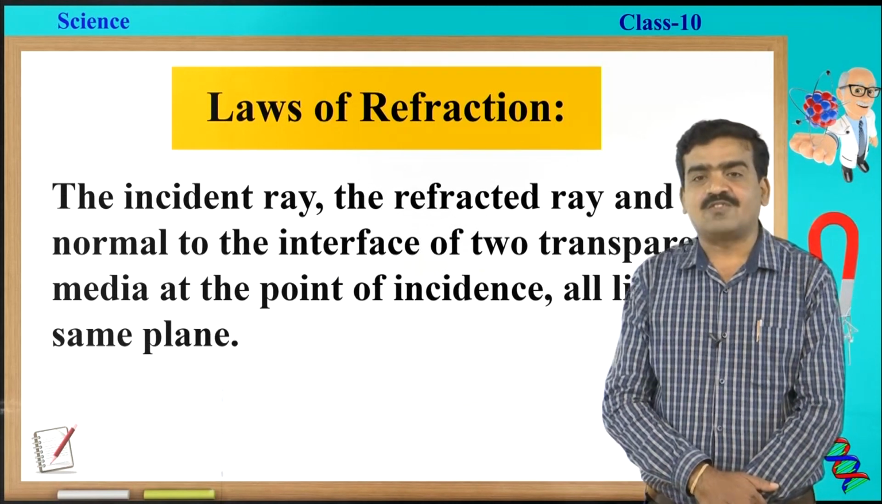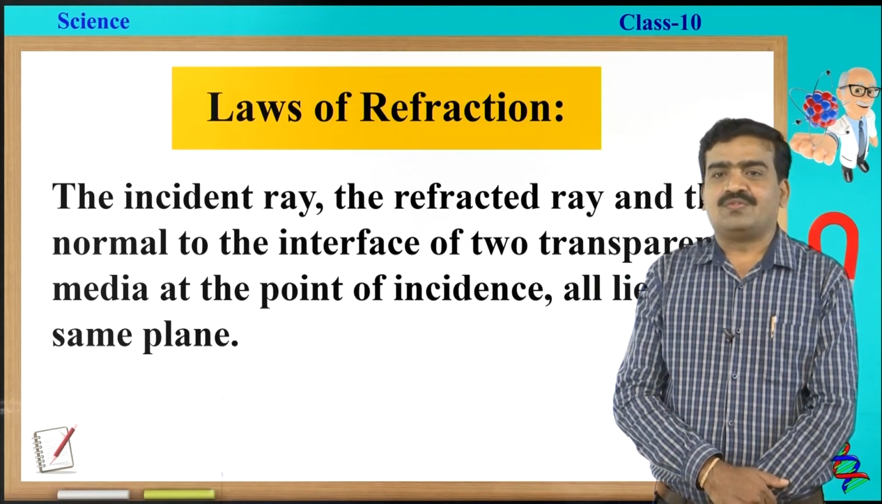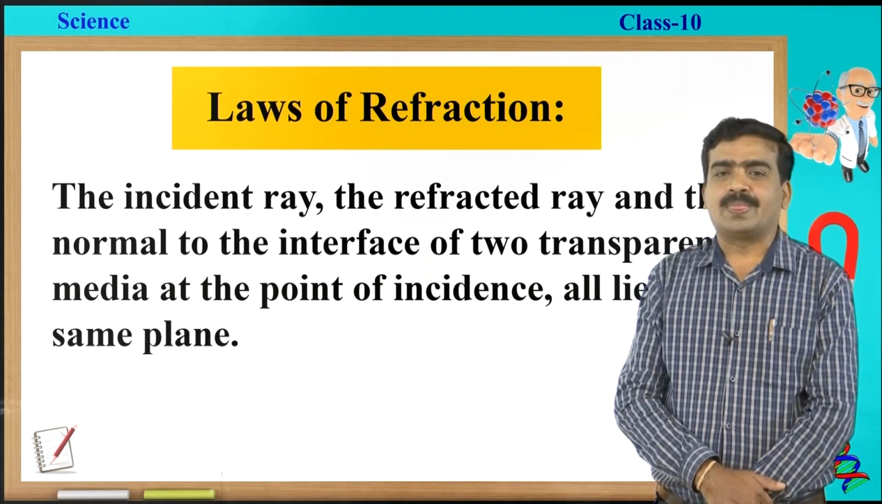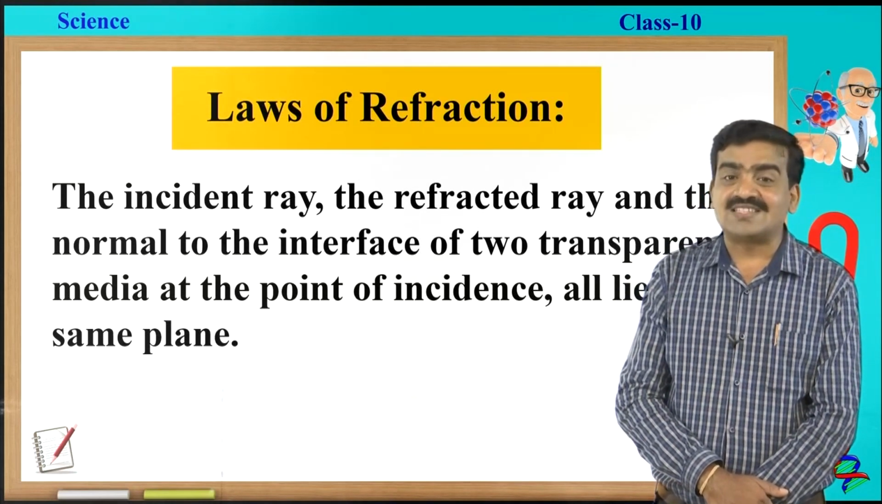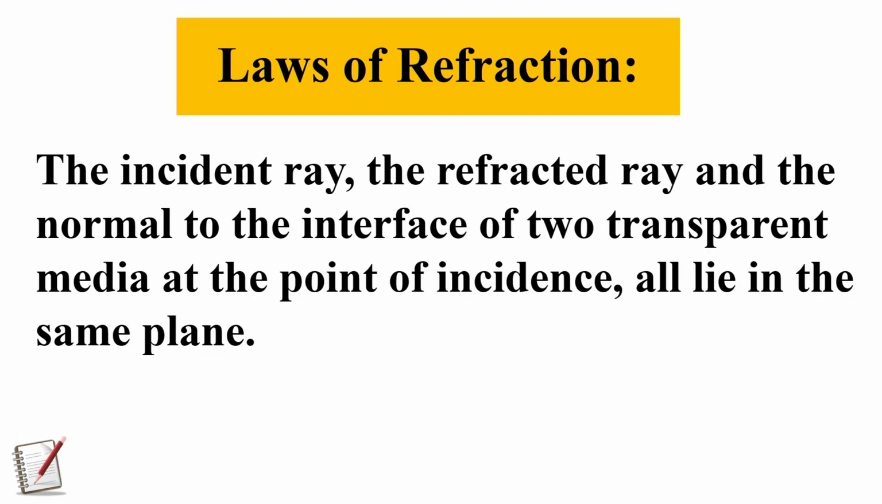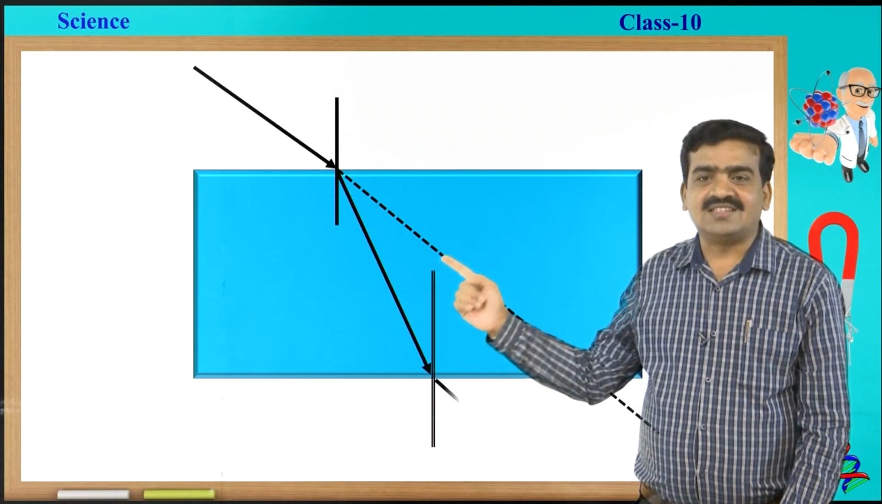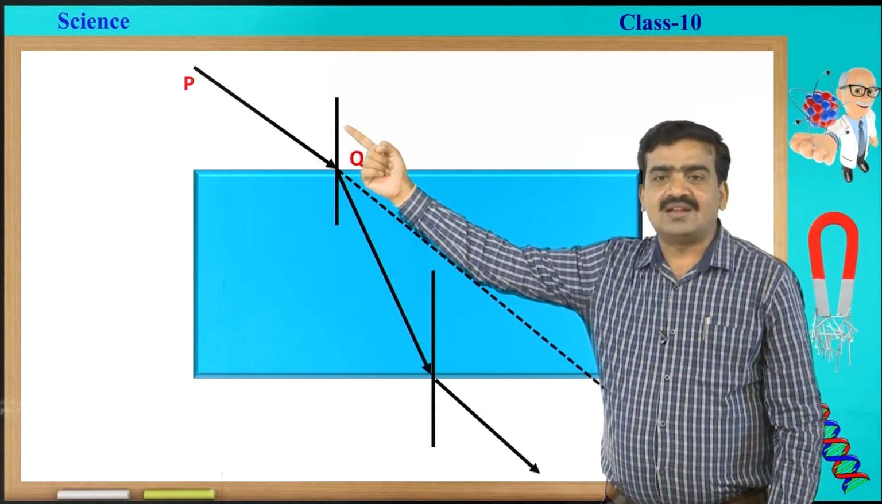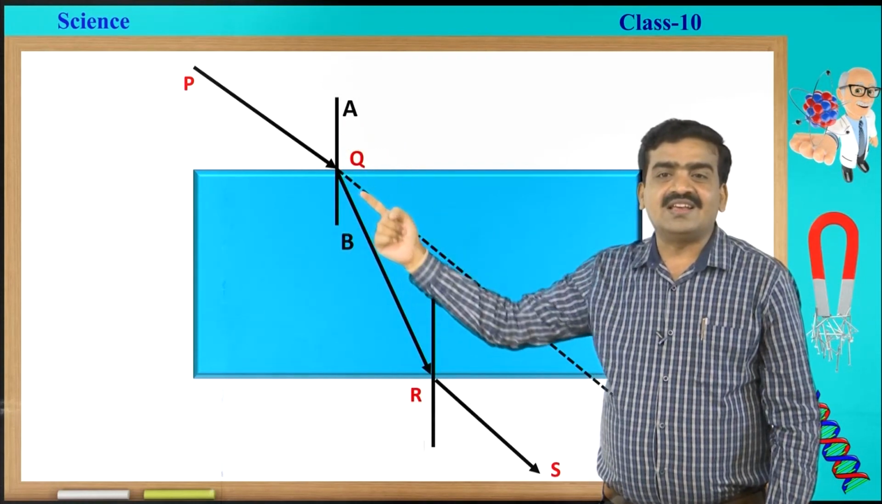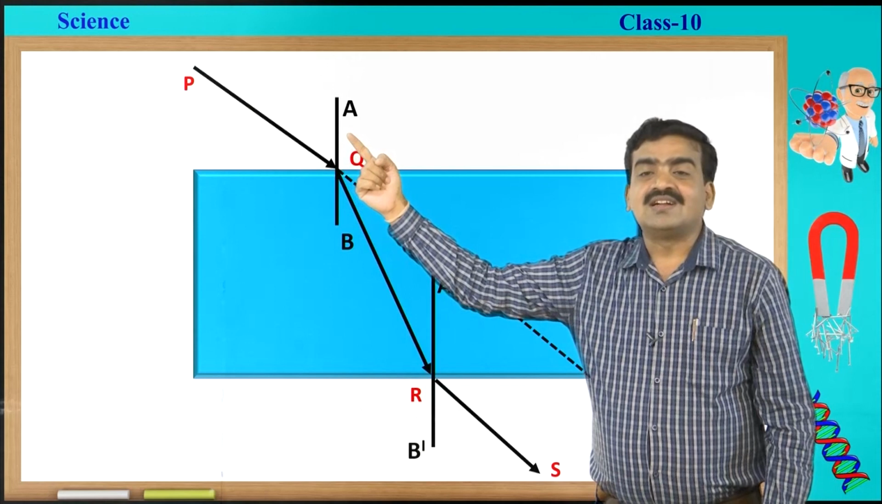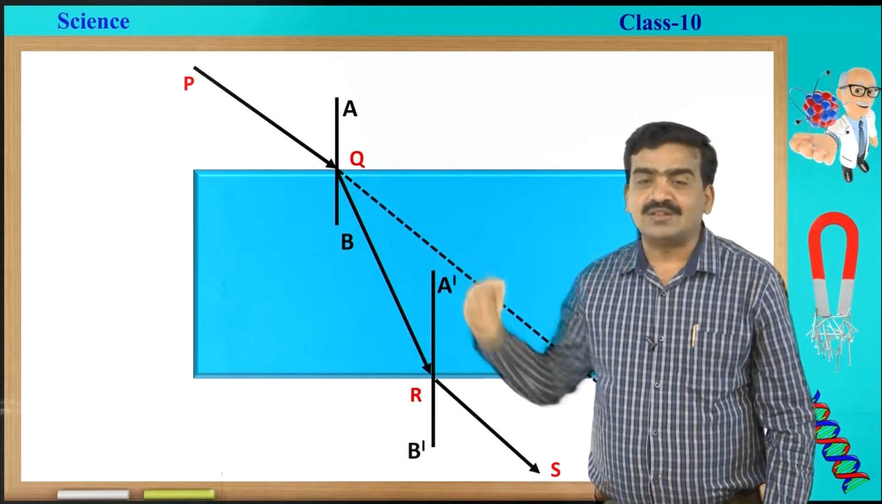Based on the nature of the refracted ray, we have two laws of refraction. The first law of refraction says the incident ray, the refracted ray and the normal to the interface of two transparent media at the point of incidence all lie in the same plane. You can see here there is an incident ray, a refracted ray and a normal. These three lie in the same plane. This is the statement of the first law of refraction.